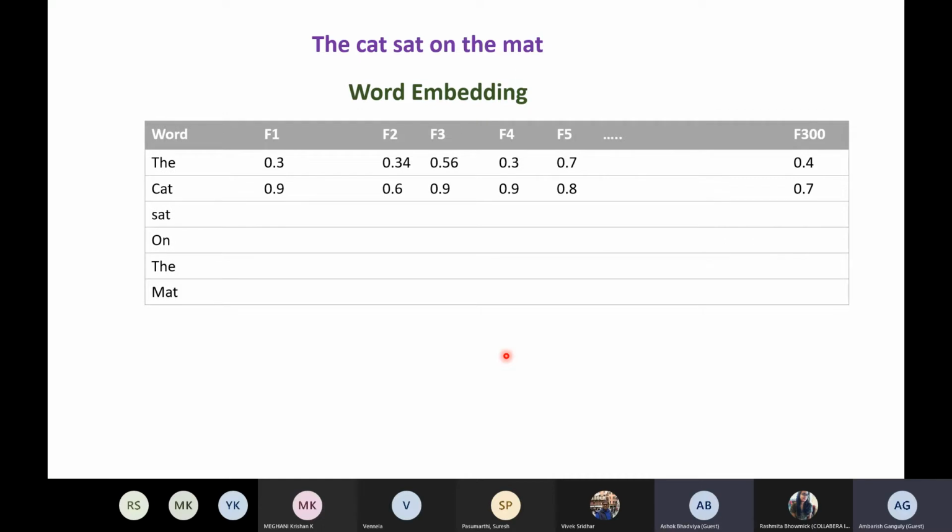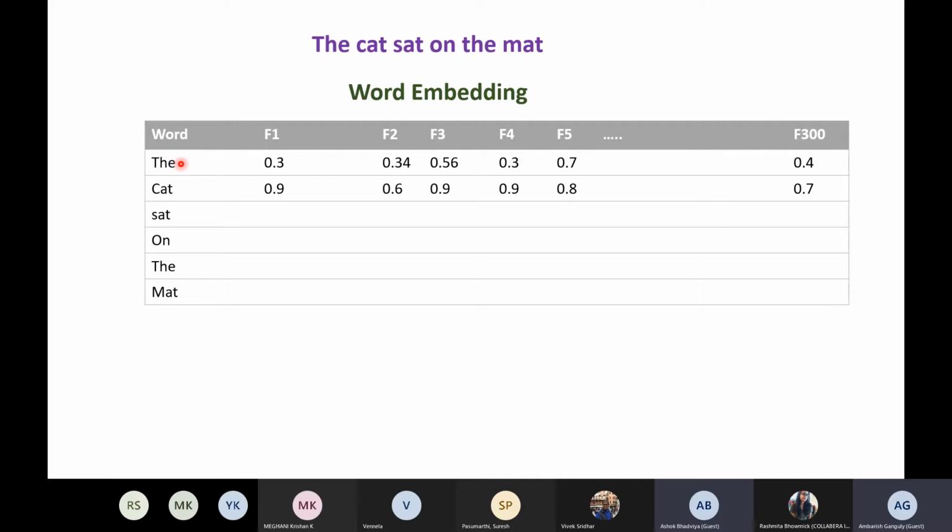So word embedding means there are models that have been trained in such a manner that they produce vectors of length, say, 100, 300, and so on. But the good thing is that similar words are closer to each other. That's the concept.